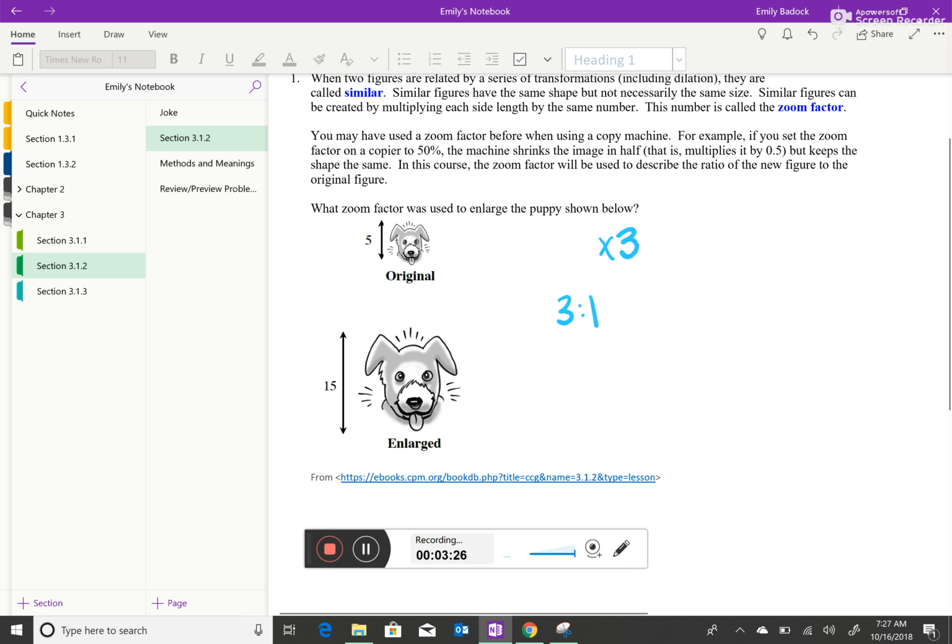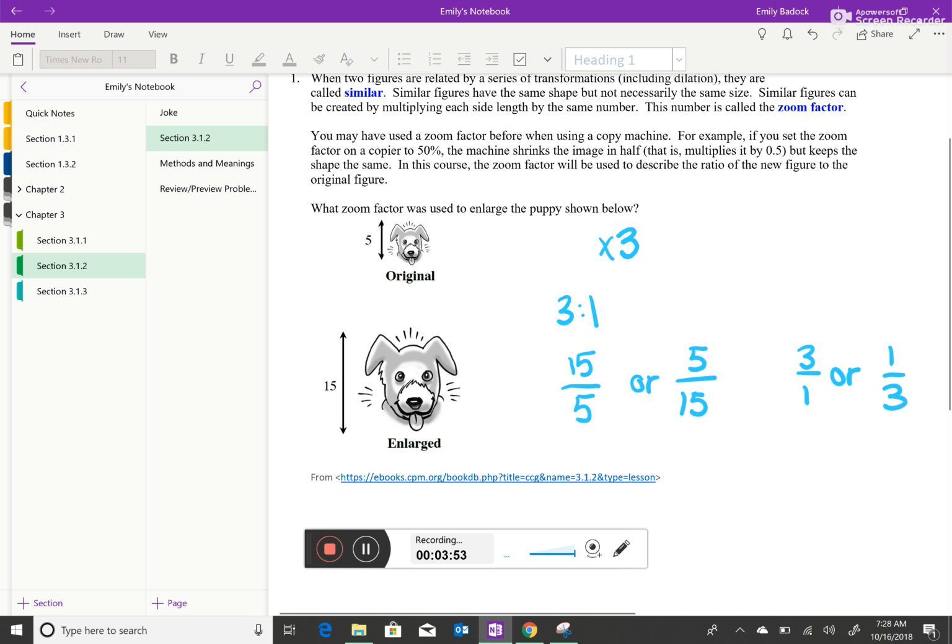It would kind of be like if you had a fraction you were simplifying. 5 over 15 would simplify down to 1 over 3. You can actually write it as a fraction. So 15 over 5 or 5 over 15. So this is going to get us 3 over 1, or 1 over 3.